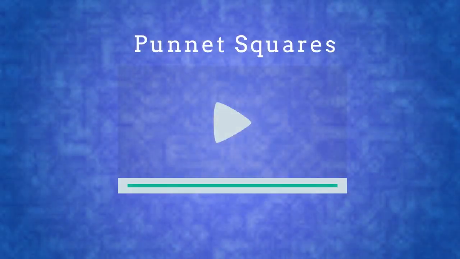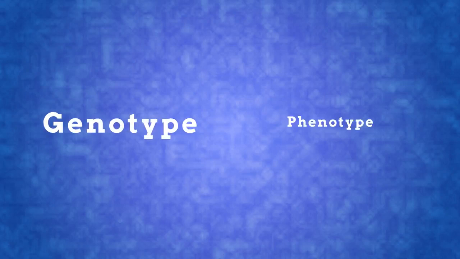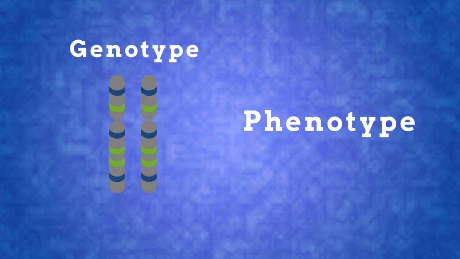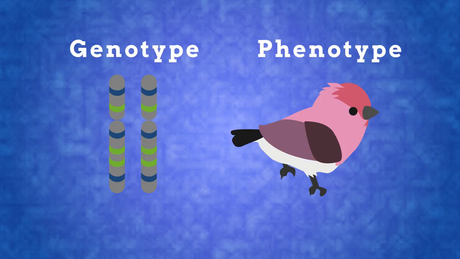We looked at monohybrid crosses and Punnett squares in the previous video. In this video, we are now going to look at codominance. I'm going to assume you understand the difference between genotype and phenotype. The genotype is the set of genes. The phenotype is the physical characteristics that are coded for by the genotype.